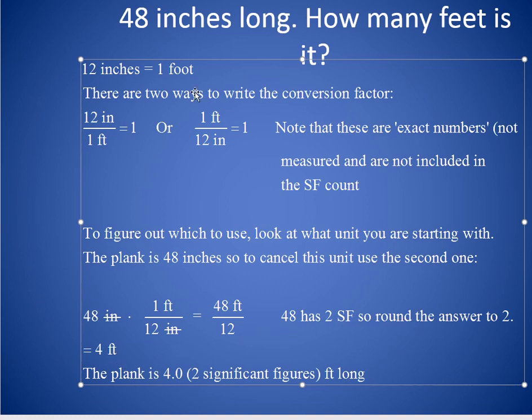Now, notice that this is a measured value, this 48, so that's got two significant figures. So instead of just writing the answer as 4 feet, I want to write it with two significant figures, so I would write it as 4.0 feet.